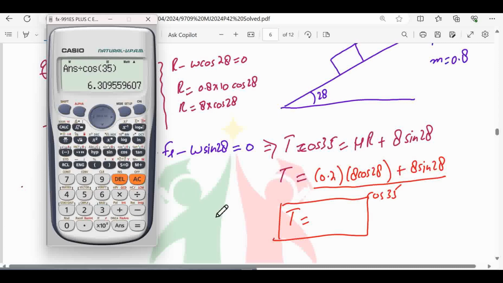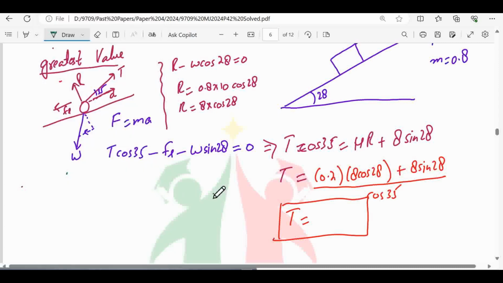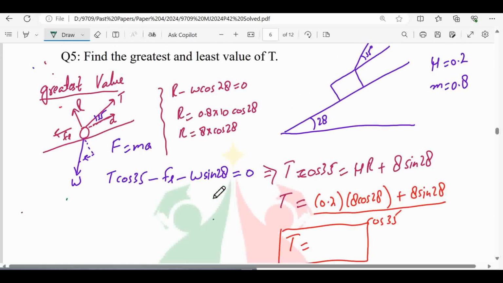Let me check the calculations again. Okay, there is a slight change here, that we have skipped one of the components. So let me correct this one as well. So this should be plus T cos of 35 equals 0. So this will be here minus T cos of 35.